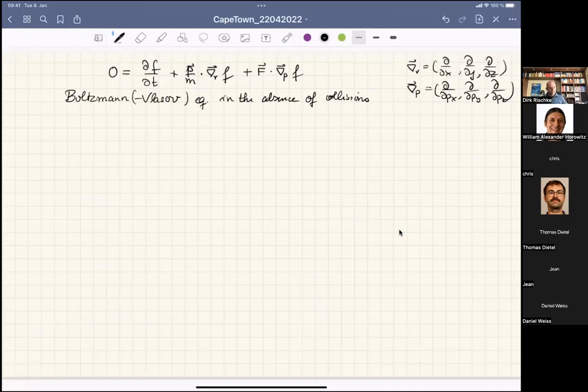All right. So far, so good, I hope. No complaints. Good. So now, of course, what do we do with collisions? I mean, collisions are important. So far, we have neglected them.